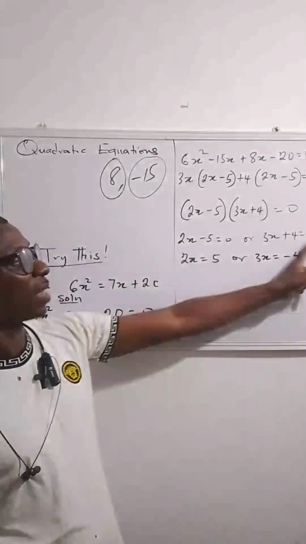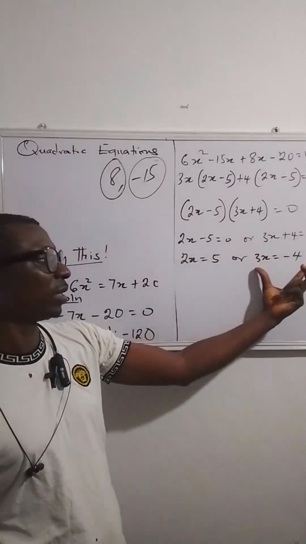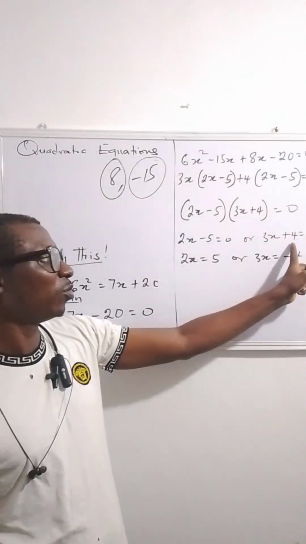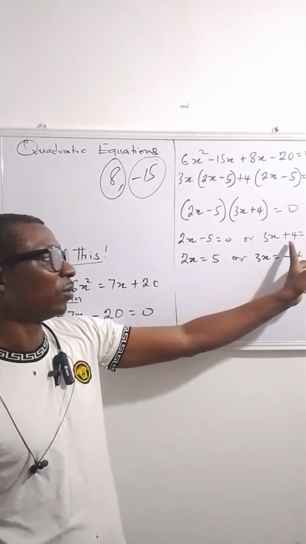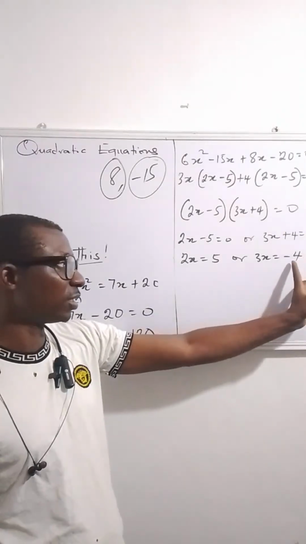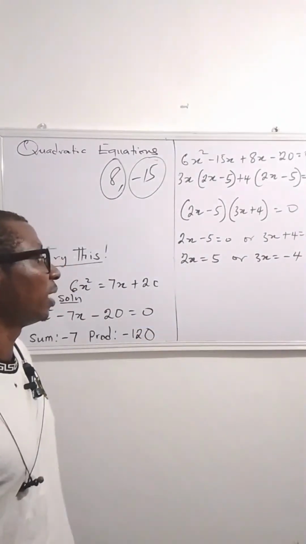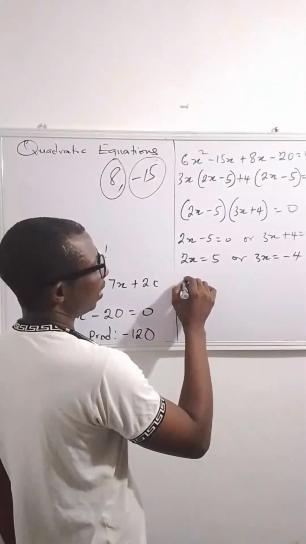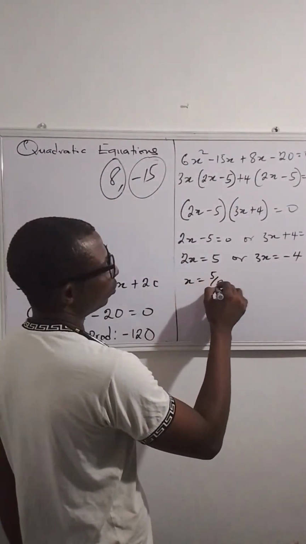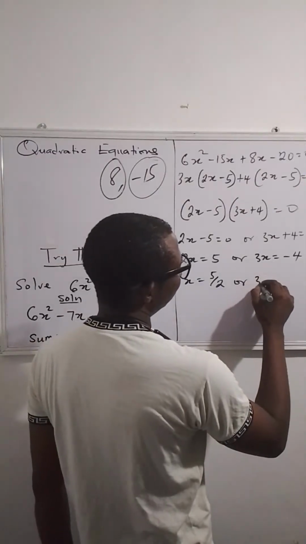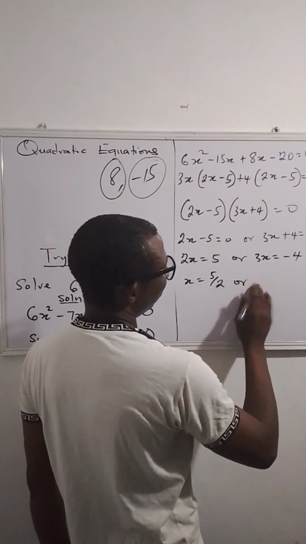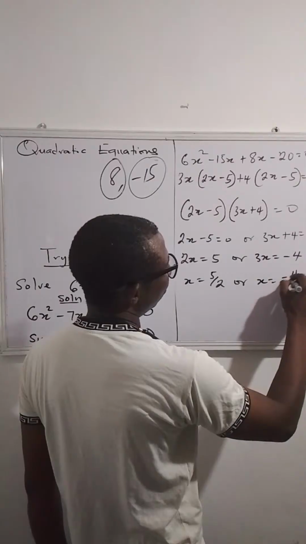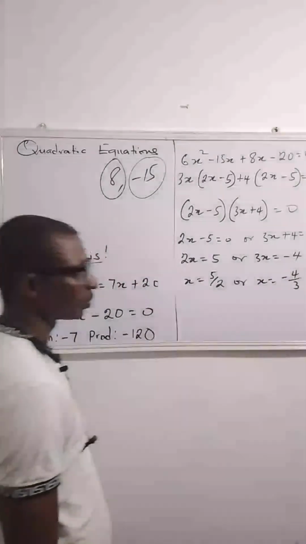When you subtract 4 from both sides, this is what you're going to have. Or you say move plus 4 to this side. Once it crosses the equality sign, the sign changes. Now here you divide both sides by 2. So you have x equals 5 over 2, or for 3x, you have x equals minus 4 over 3.